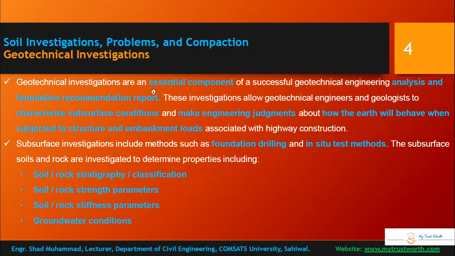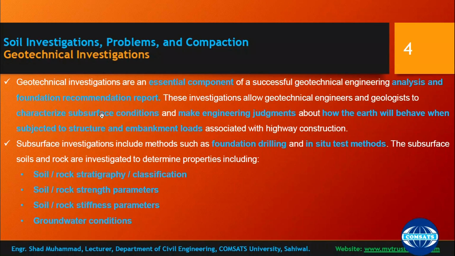Geotechnical investigation. Geotechnical investigations are essential components of a successful geotechnical engineering analysis and foundation recommendation report. For geotechnical engineering analysis, like structural analysis, and for foundation design, you require geotechnical investigation. These investigations allow geotechnical engineers and geologists, who work together in many mega projects, to characterize subsurface condition and make engineering judgments.